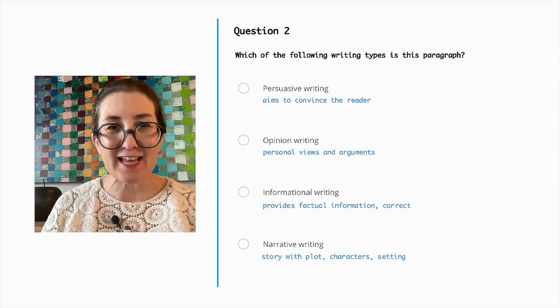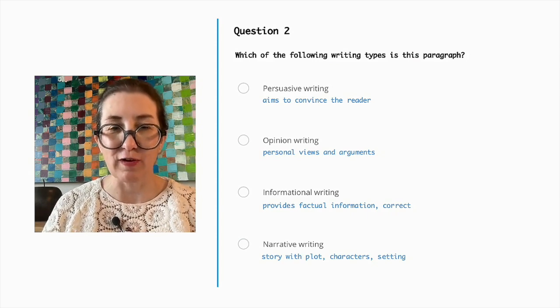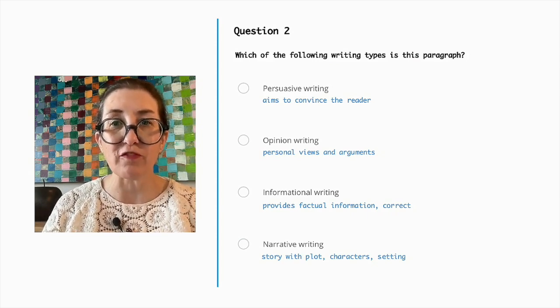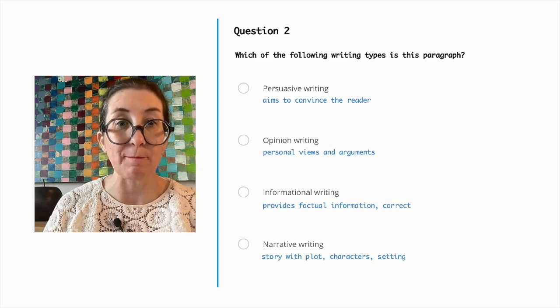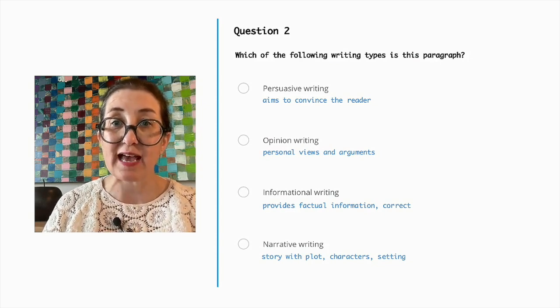The correct answer is informational writing, as the paragraph provides factual information about manifest destiny, its ideology, government actions, and historical events.